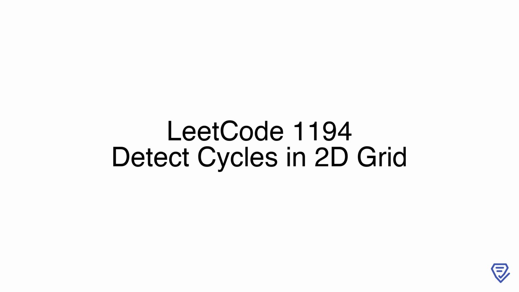Today, we'll explore problem number 1194, detect cycles in a 2D grid. This is an exciting challenge where we'll learn to identify cycles in a grid using efficient techniques. Let's dive in and uncover the approach step by step.